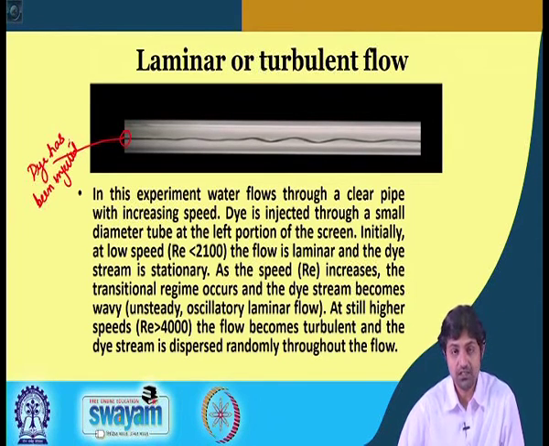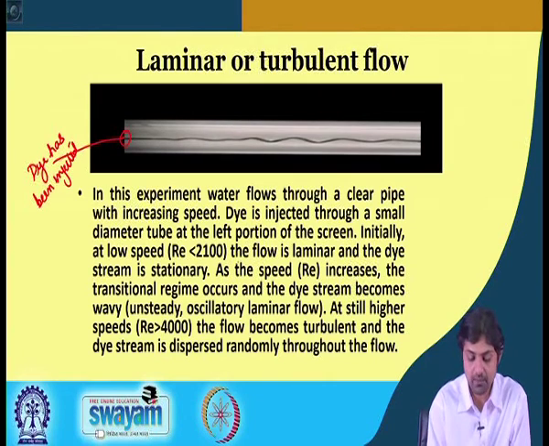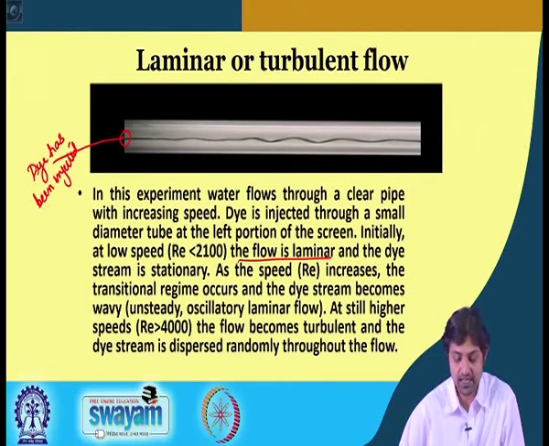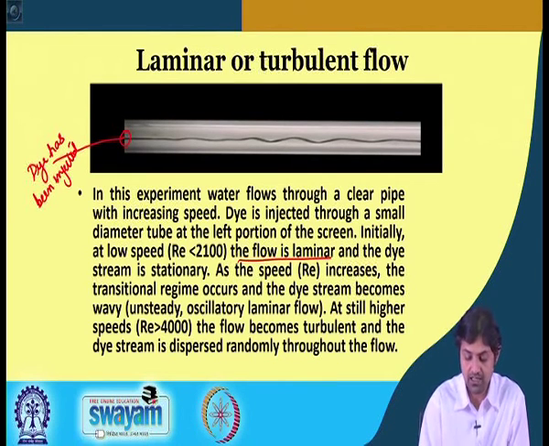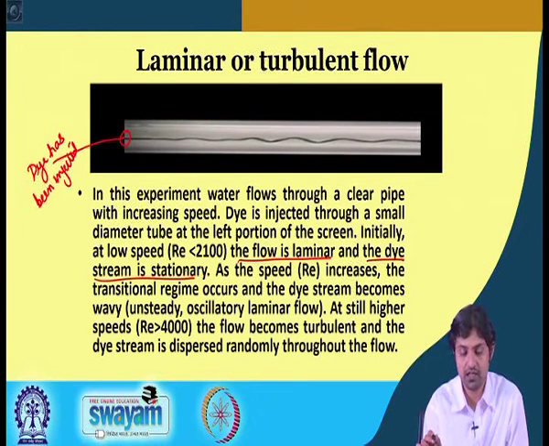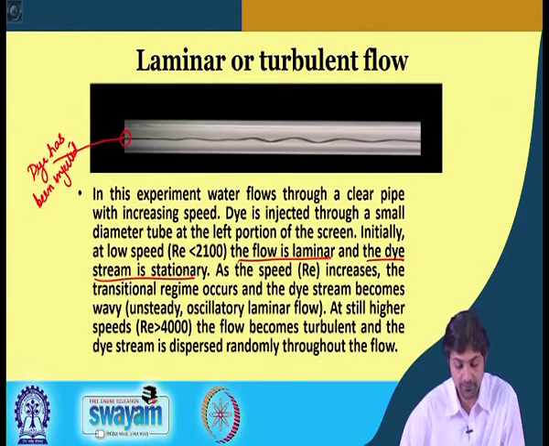Initially, when the speed is low, or we can also say when the Reynolds number is less than 2100, the flow is laminar. If you watch the full video following the link given, you can see the flow is laminar and the dye stream is stationary. It's like a pure streamline, one single line.